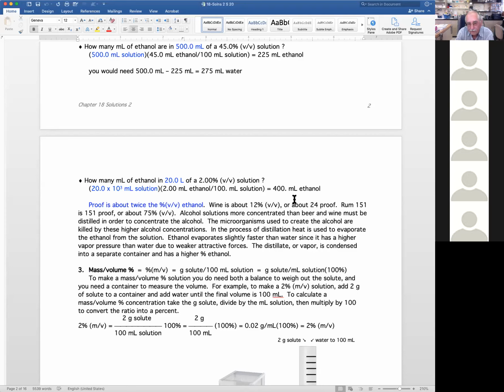So proof is about twice the percent volume per volume. So 12% volume per volume, like on a bottle of wine, is about 24 proof. Rum 151 is 151 proof, which is about 75% volume per volume. Okay.